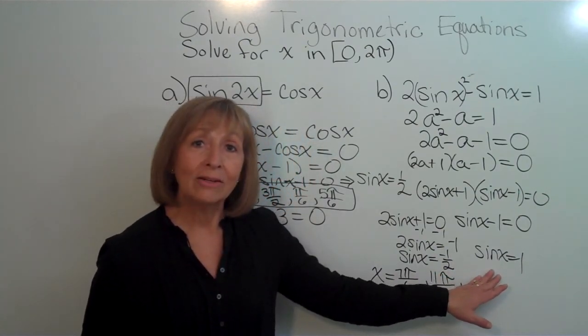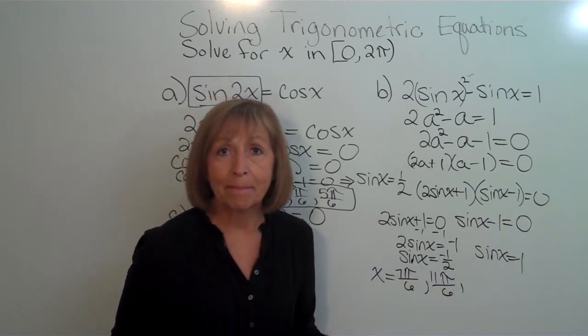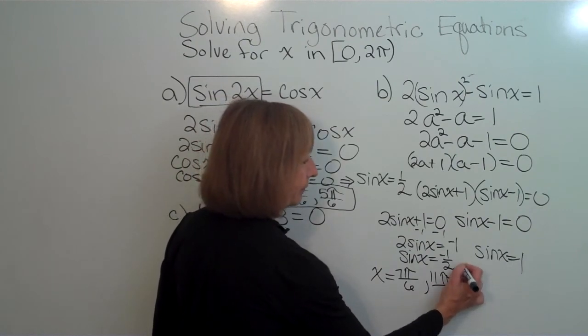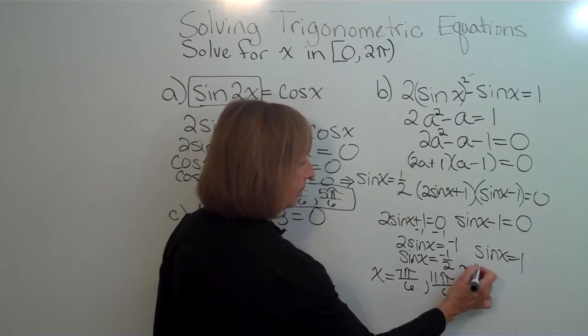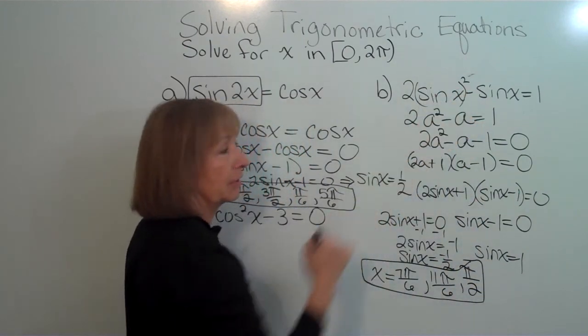And what angle has a sine ratio of 1? Well, the sine is positive 1 at pi over 2. So those are the values of x that make this original equation true.